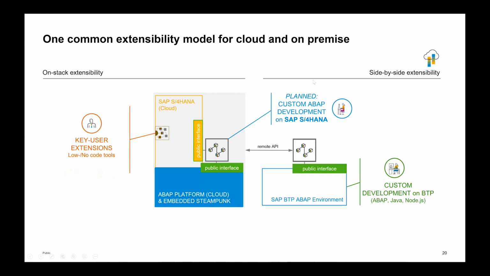And now we have one common extensibility model for cloud and on-premise. Here, this is more in detail. We have the S/4HANA cloud system with the public interfaces from applications, procurement, sales order, etc., and the public interfaces from our platform, Steampunk, for example.